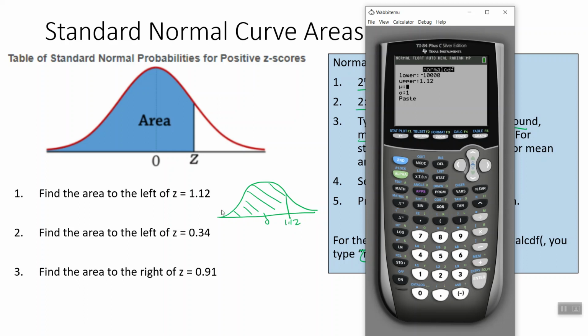All right, since we're working with our standard normal curve, you can see here our mean is 0, our standard deviation is 1. So we're going to leave all those the same, and then we're going to press enter on paste, and it brings us back to the home screen, and that's the order. Sorry guys, with the 83, it's lower, then upper, then mean, then standard deviation. And if we press enter, we get 0.8686, which is the exact same answer we got last time.